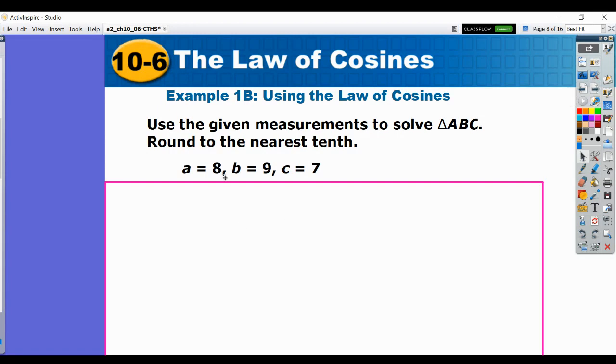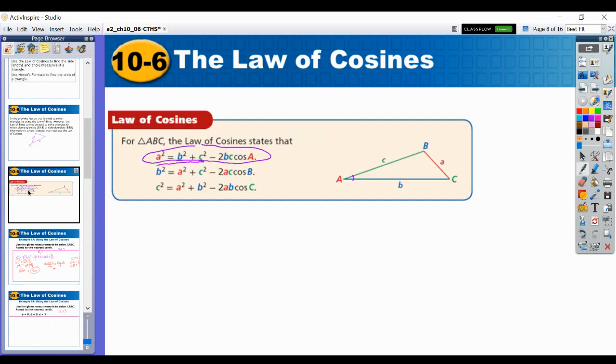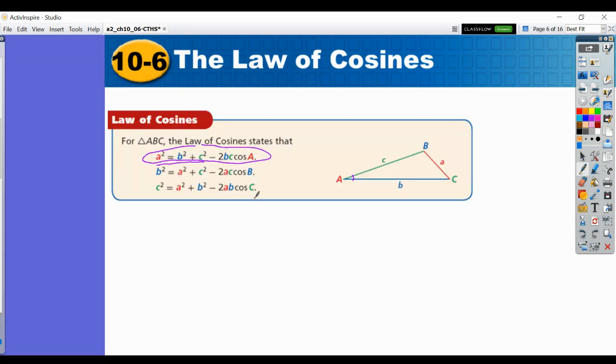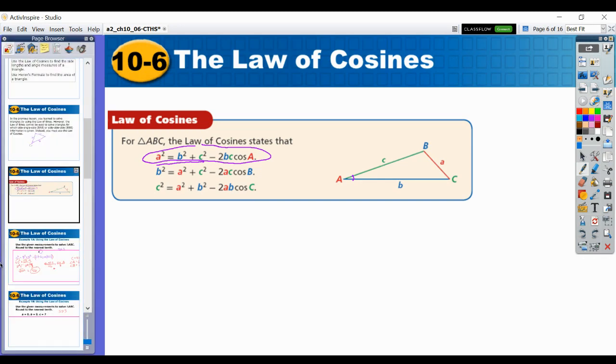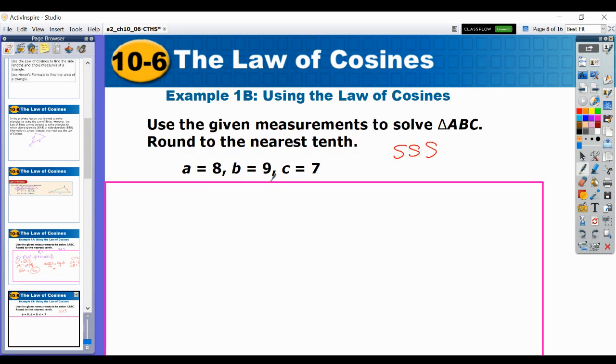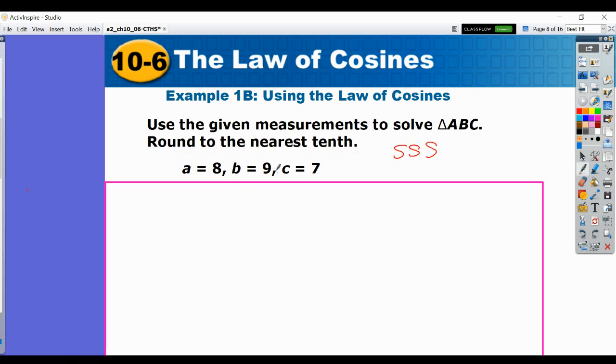This one, they gave me side, side, side. So I've got three sides here. You get to choose whichever letter you want for whichever of these three little equations, because we have A, B, and C. We do not have capital anything. So you can pick whatever letter you want. I think I like to start with the biggest one over here, but it doesn't really matter. Let's just do A. Let's put side A over here on the left.